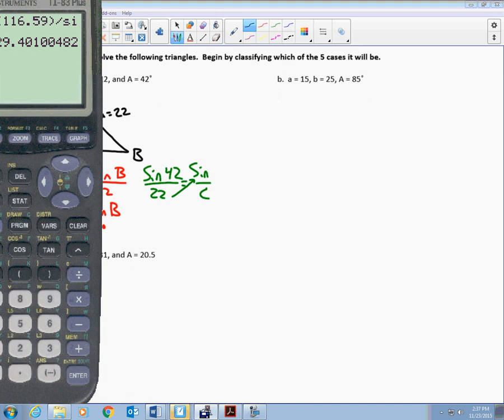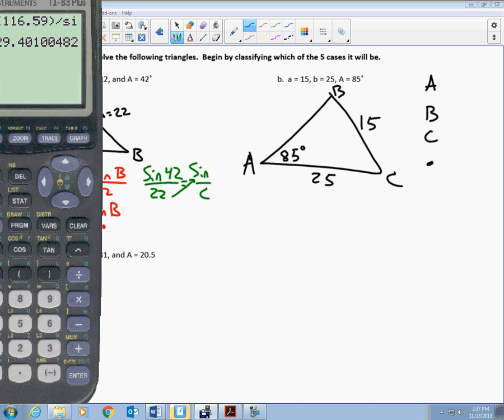I'm going to sketch my triangle. So I've got A, B, C. This is 85 degrees. A is 15 and B is 25. So A, B, C. And A is 85 and 15 and B is 25. Which of the 6 scenarios do I have here?